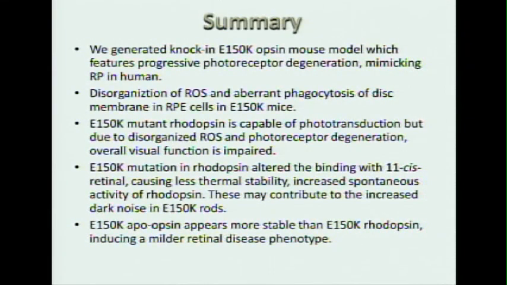The E150K mutation in rhodopsin altered the binding with 11-cis retinal, causing less thermal stability and increased spontaneous activity of rhodopsin. This may contribute to the increased dark noise in E150K rods. And the E150K opsin appears more stable than its counterpart rhodopsin, inducing a milder retinal disease phenotype. So all this indicates a novel mechanism of retinal degeneration in rhodopsin mutant mouse.